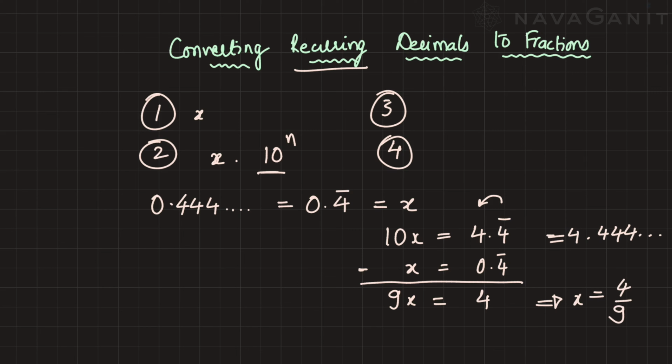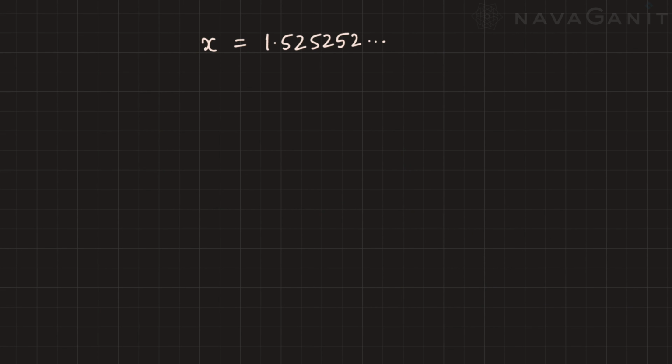Let us understand this with another example. Say now I have to convert 1.525252 and so on to a fraction. So first thing is to identify the repeating block. So in this case the repeating block is 52. So this is nothing but 1.52 bar.